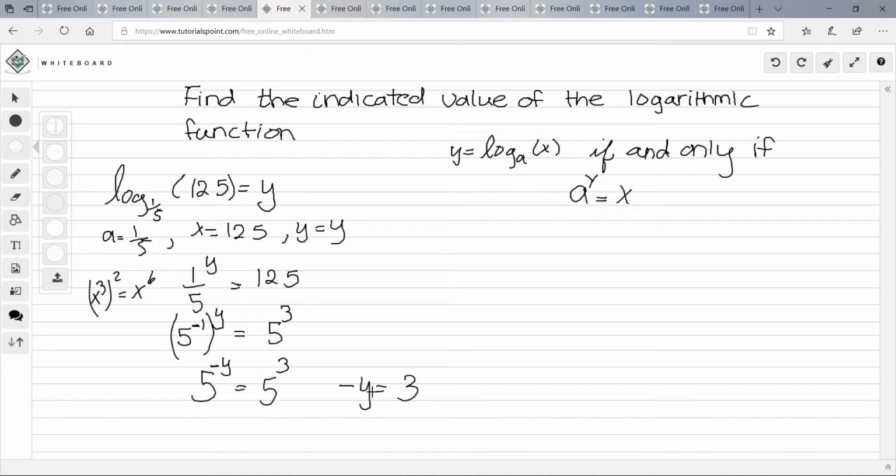And then let's solve for y. So we're going to divide everything by negative 1. So y equals negative 3. Now, the last step is to check it. Let's put it back in here. So we said that y equals negative 3.